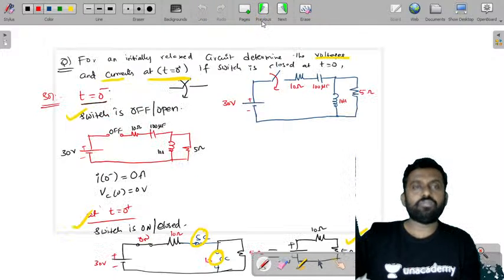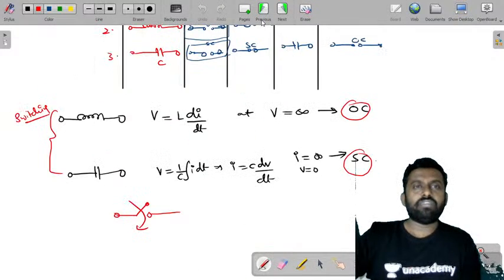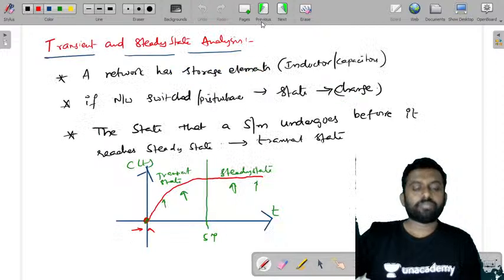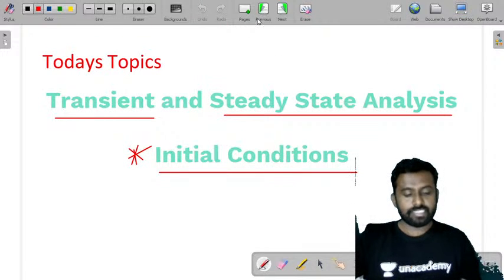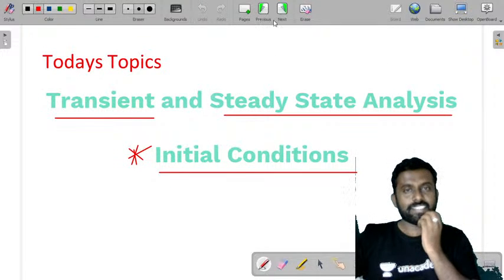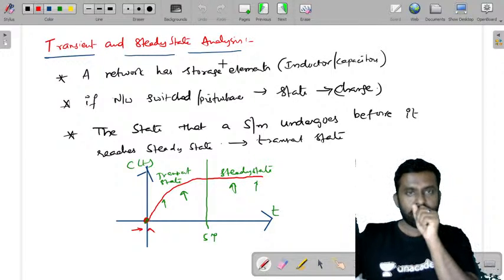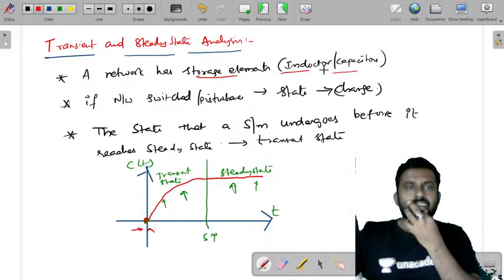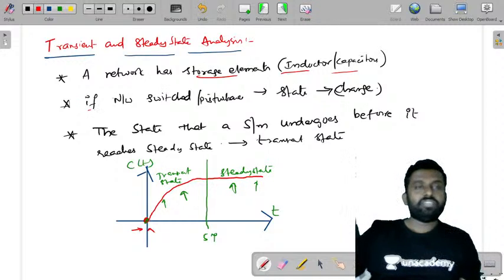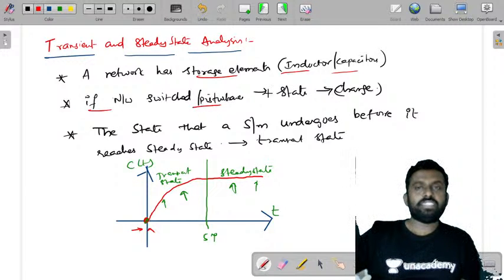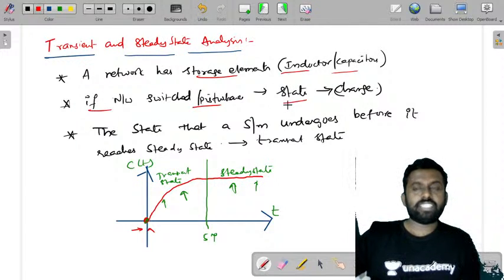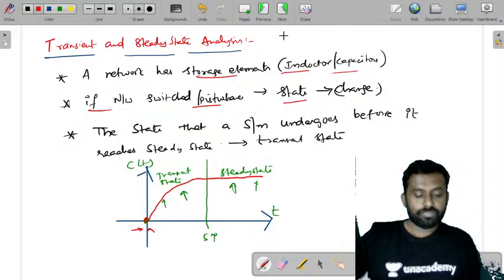Let's look back at what we have covered. We have done what is transient state analysis and what is steady state analysis. The network that has storage elements like inductor and capacitor, if switched, or there is a disturbance of state, changes its state from one state to the other state.